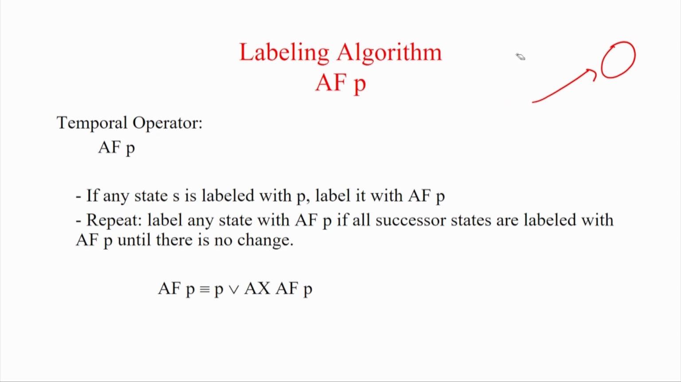In future it may be true, but if in the present state itself P is true, that means it is valid. So basically what do we write? The algorithm is: if any state S is labeled with P, label it with AFP.